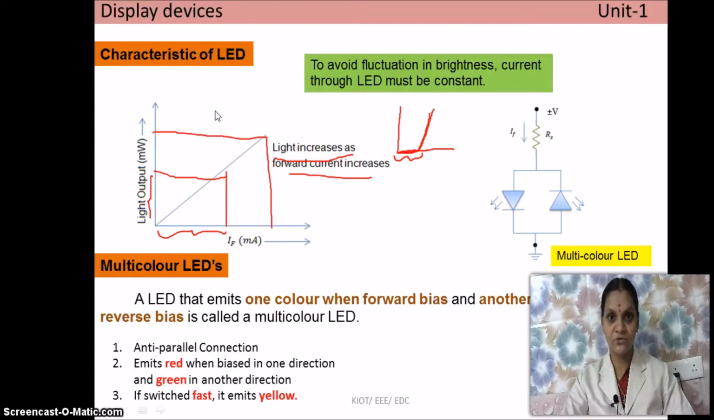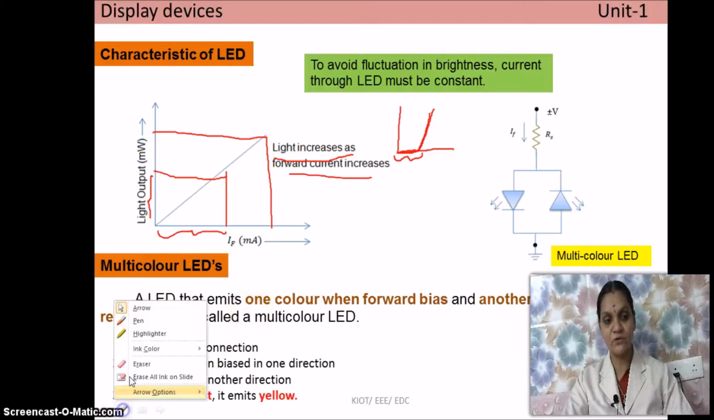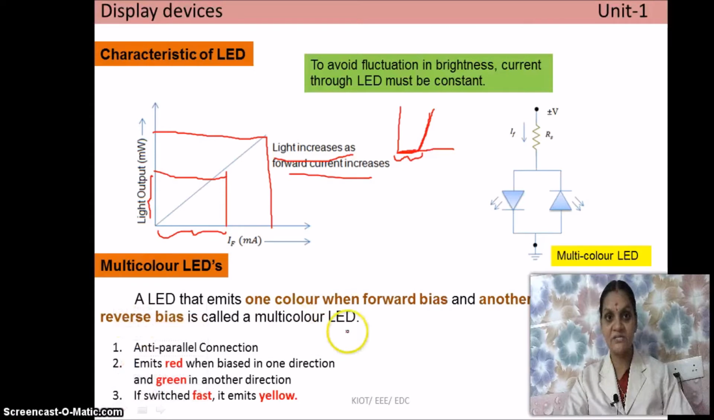If the photons have a single wavelength, we will get a single color at the output. If the photons have multiple wavelengths, we will get multiple colors at the output. So that we call multicolor LEDs. We will see how it is possible to get a light output, that is photons of different wavelength. Actually this is possible only during the manufacturing process. So by definition, a multicolor LED is nothing but an LED that emits one color when it is forward biased and another color when it is reverse biased. This is called multicolor LEDs.